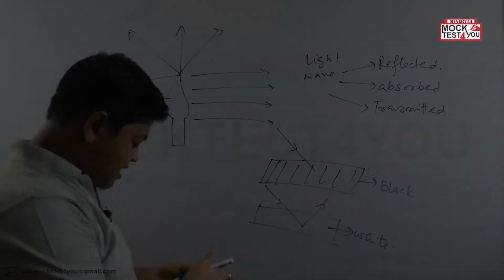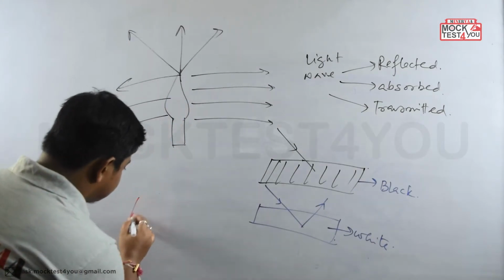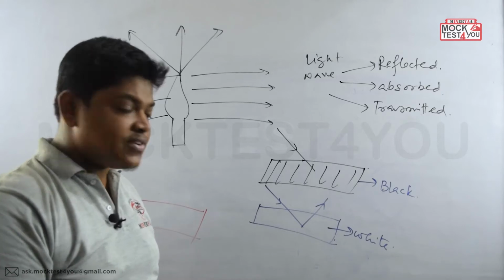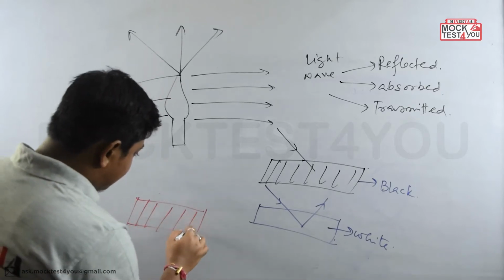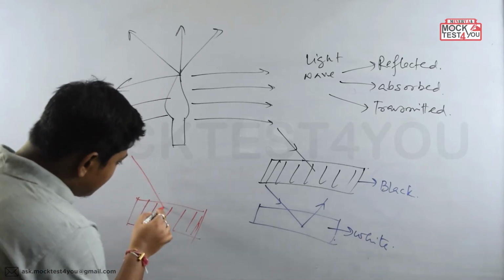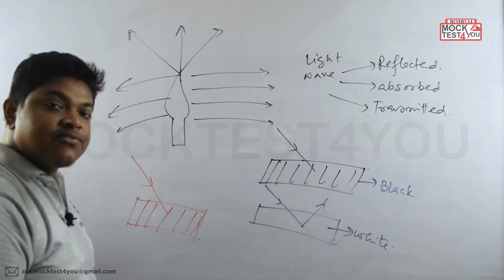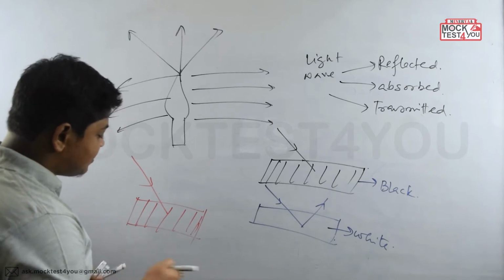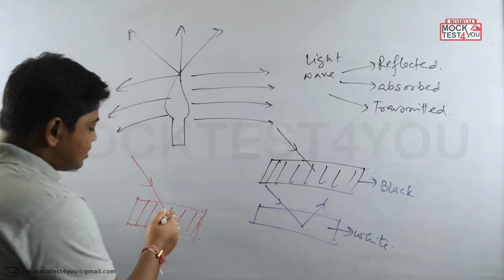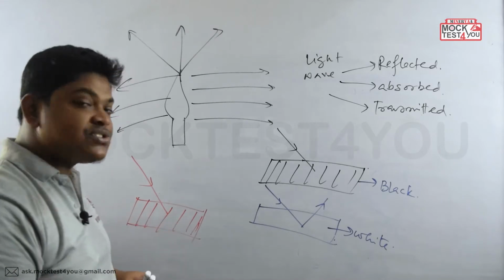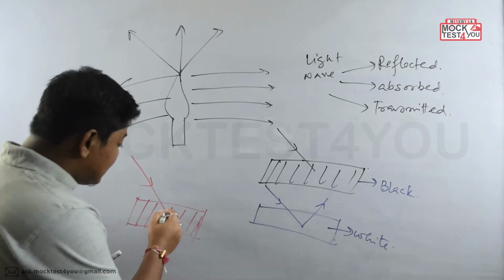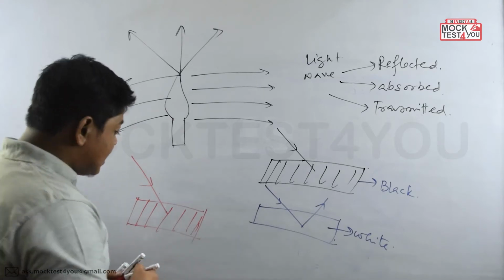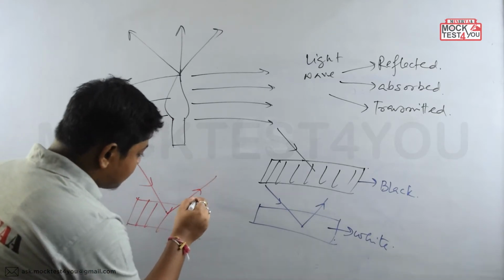When can I say that the surface is red? In this case I have drawn a red surface. Suppose it is fully red. Now a beam of light is coming to this surface, and we are able to see that the surface is red. How are we able to see? Because only red light is reflected from this surface.